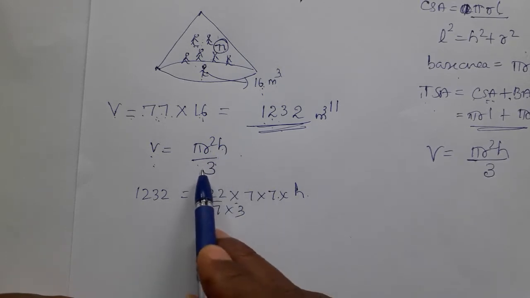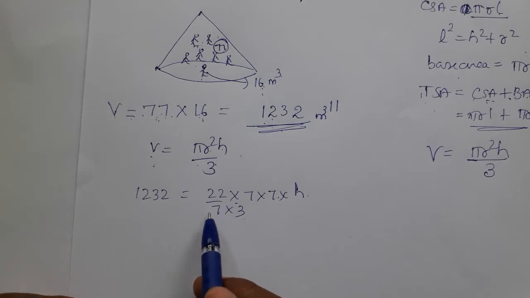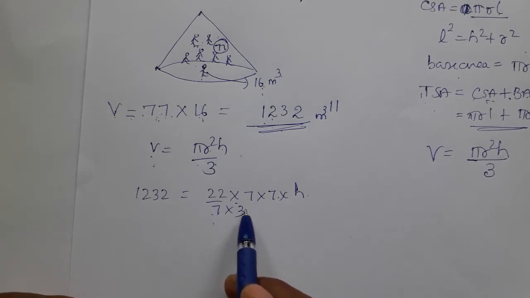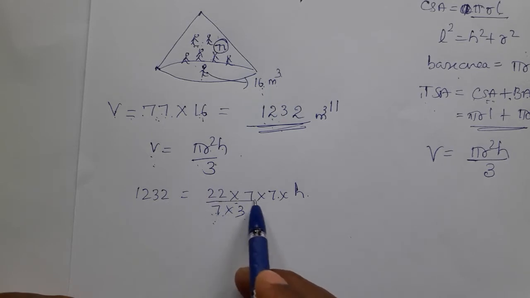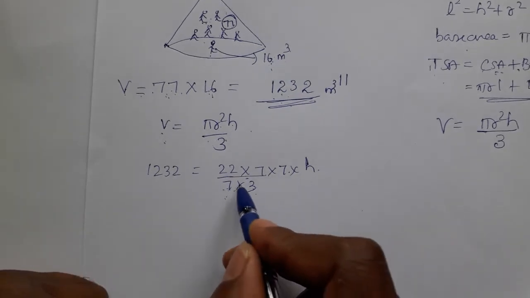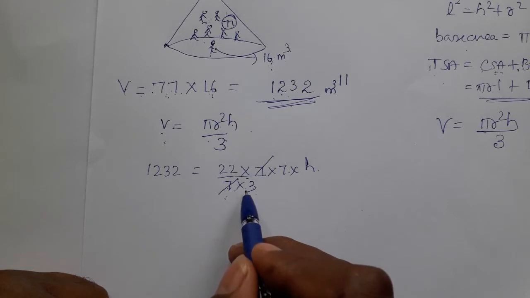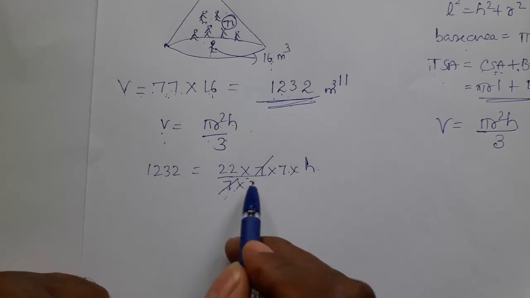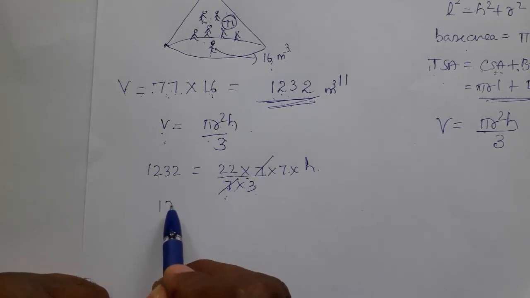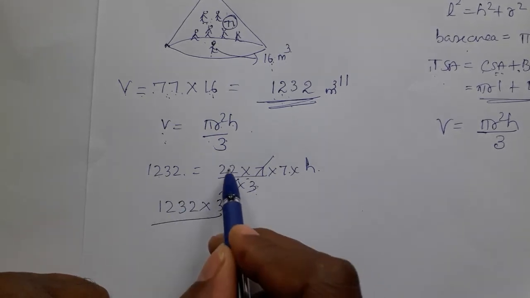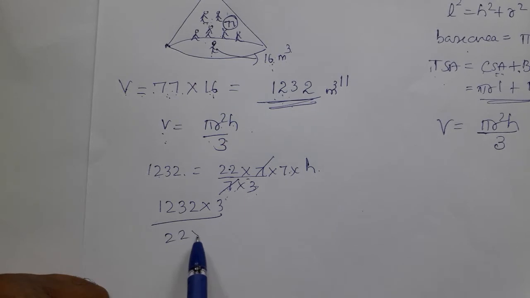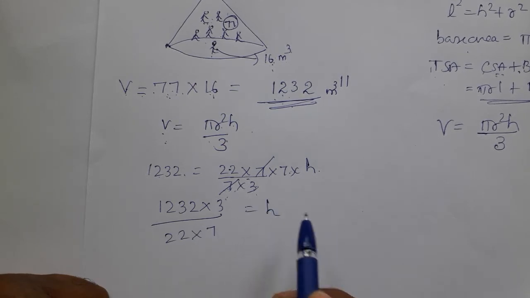Height is unknown. The 3 is already in the denominator, and the 7 also comes in the denominator. 7 into 3 we write in the denominator. 7 and 7 get cancelled. 3 doesn't cancel. Now we cross multiply here: 1232 into 3. And this 22 into 7 goes in the denominator. 22 into 7 equal to h.